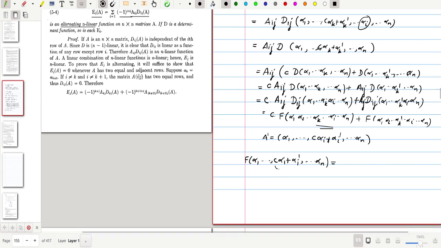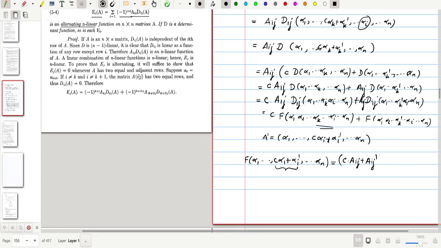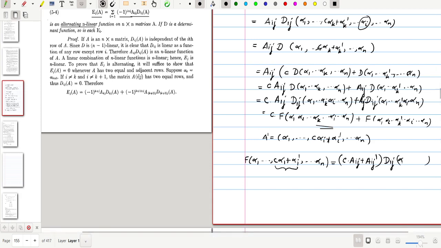The ijth entry comes from the ith row. The ith row is this. Then the ijth entry is c times aij plus aij prime. So this is the ijth entry of this matrix, and dij of the matrix alpha 1 etc., c times alpha I plus alpha I prime etc., alpha n.